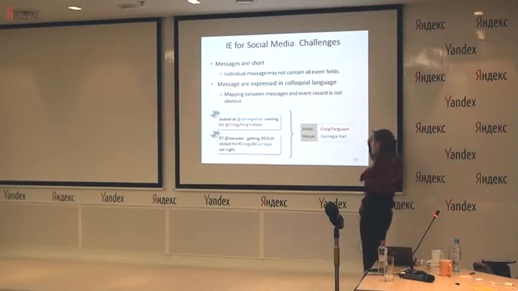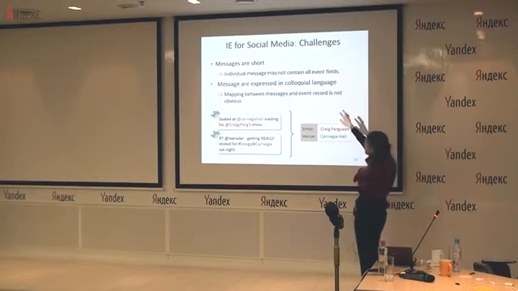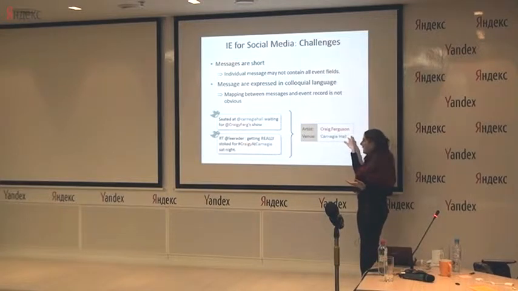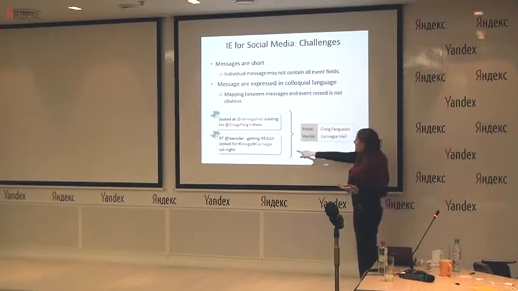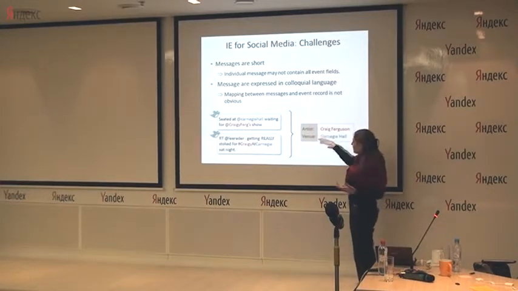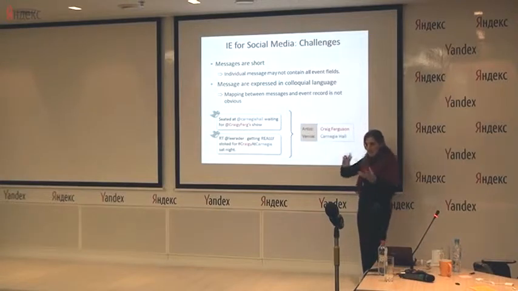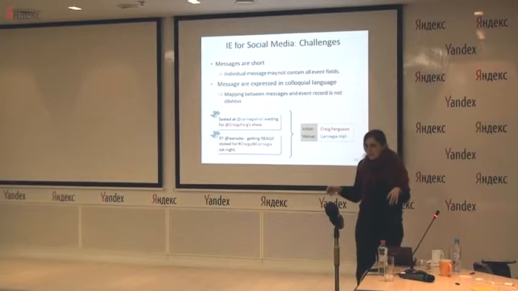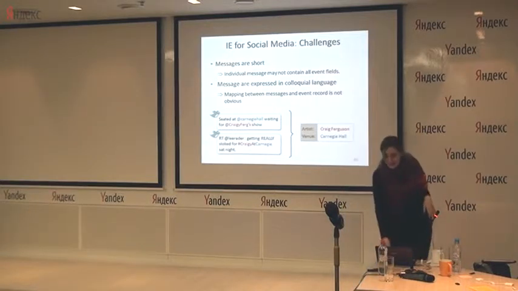So the challenges are that the messages are very short. An individual message may not contain all the fields. You can just say part of it. And the mapping between them is not really clear. If you look at this particular message, like here, the Carnegie Hall is just called Carnegie, and then Craig Ferguson is called Craigie. So there is a lot of this kind of thing where you don't use the proper name for the artist and the proper name for the venue. You use alternative names.